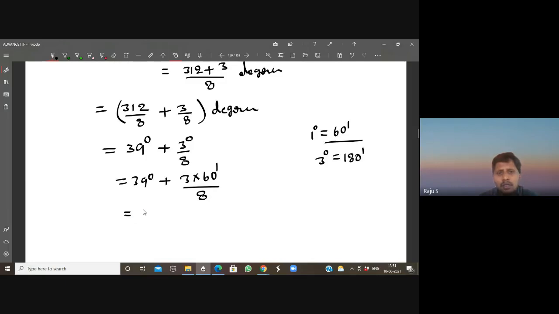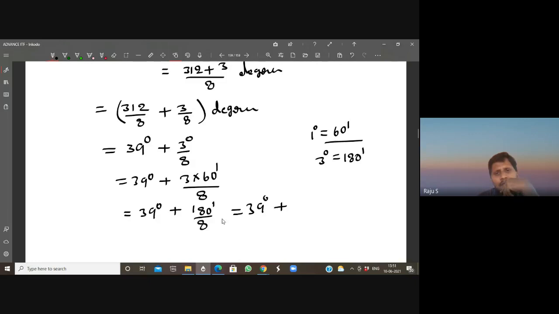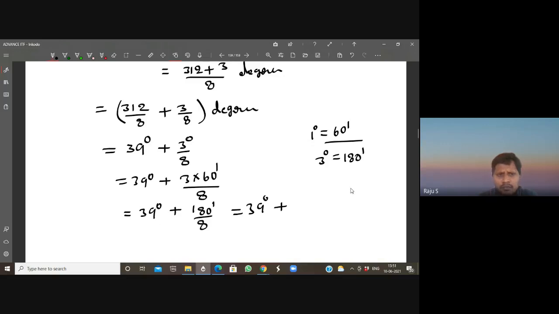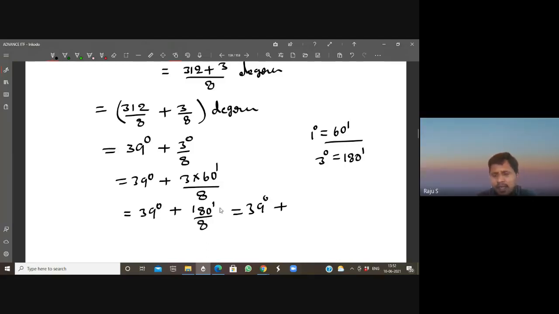Now, what about 39 degrees? 39 degree plus 180 by 8 minutes. See again you can divide with 4 table. Divide 180 by 8 with 4. We can cancel out 4 and 4. 45 by 2 minutes. See, is 180 divisible by 8? No, sir. No, never. So whenever it is not divisible by 8, again remember that we are going to get some seconds.